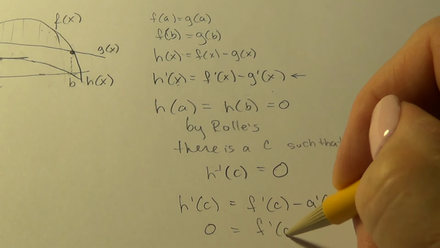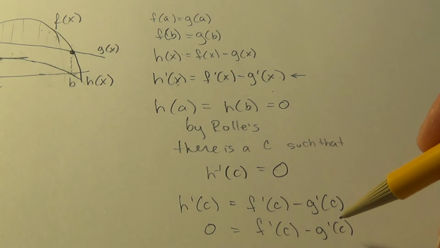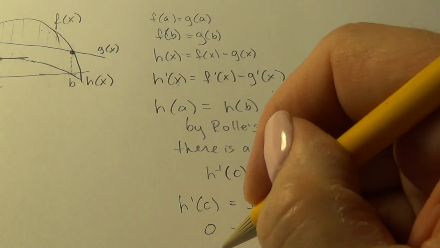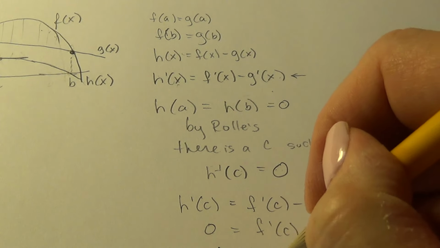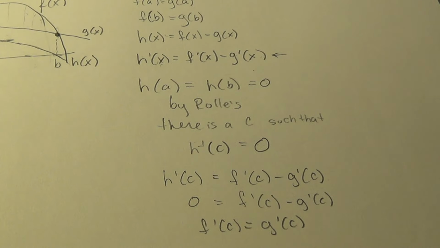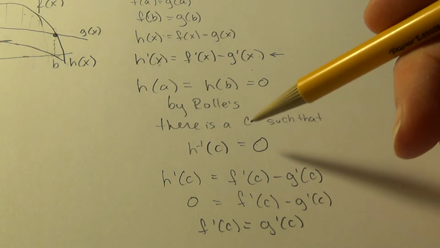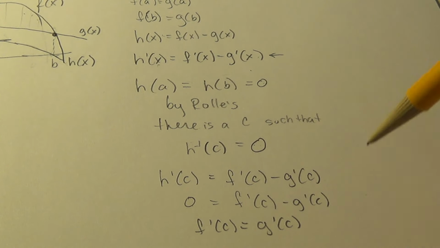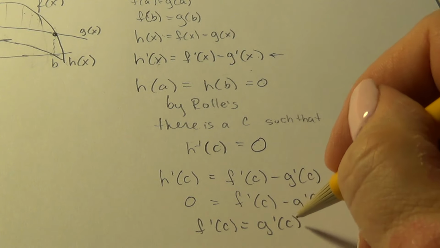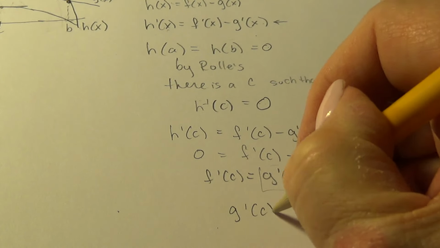So now I can rearrange that so that I can say, I'll put it like this, f prime of C equals g prime at C. That's just a rearrangement of the statement above it. And now I'm going to indicate that f prime at C equals g prime at C. So I'm going to just take this part right here for a second and find what g prime of C equals.